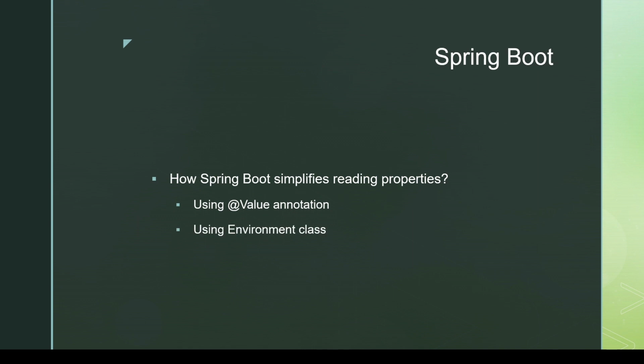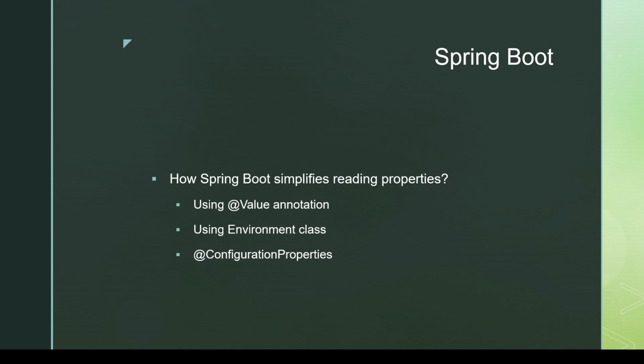So we can use the @Value annotation to read a property in the Java code. The second way is to use the Environment class, which is provided by the Spring library. The third option is a slightly different one, to use @ConfigurationProperties. Using @ConfigurationProperties, we can map the properties to a Java bean.